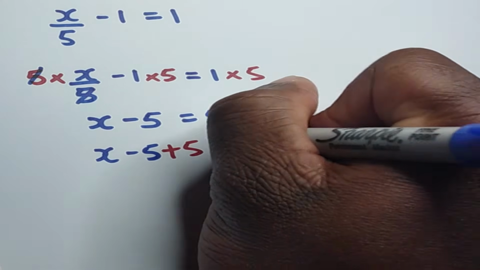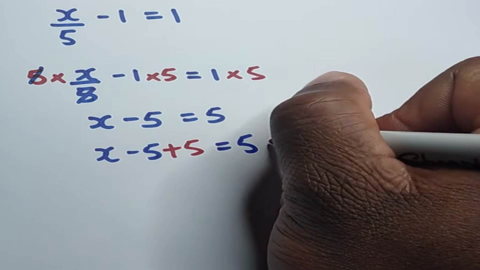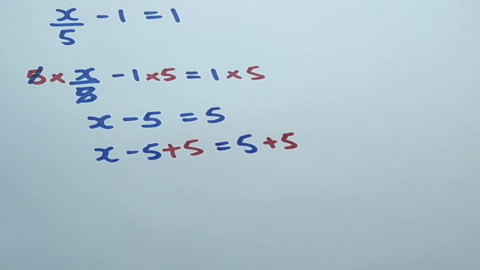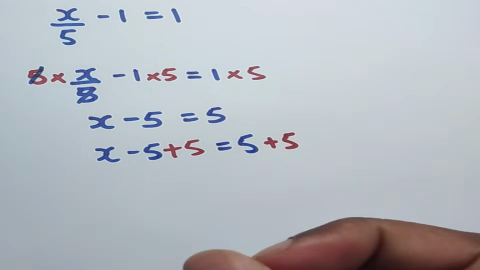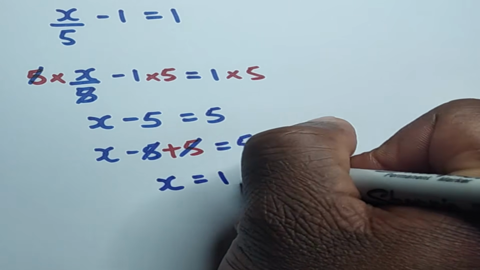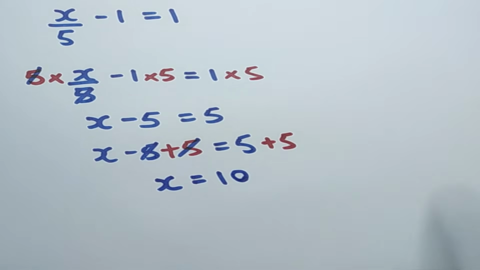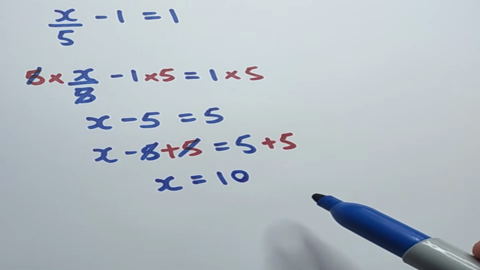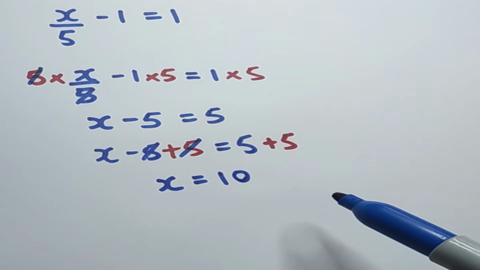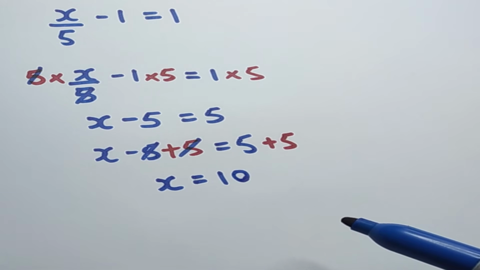And whatever we do to one side, we are required to do the same thing to the other side. So if we add 5 on that side, we are required to add 5 on the other side as well. So negative 5 cancels 5, and we're left with x is equal to 5 plus 5, which is 10. And again, as you can see, we got the same answer as the previous method. So you just choose the method that you're more comfortable with. As I always mention, the cool thing about math is that there are multiple ways to solve a problem. Now let's look at example 7.